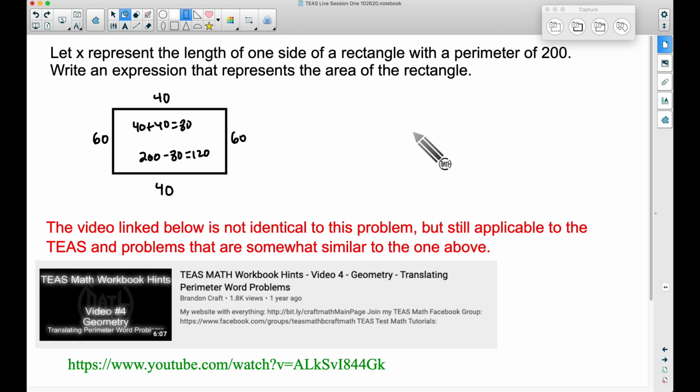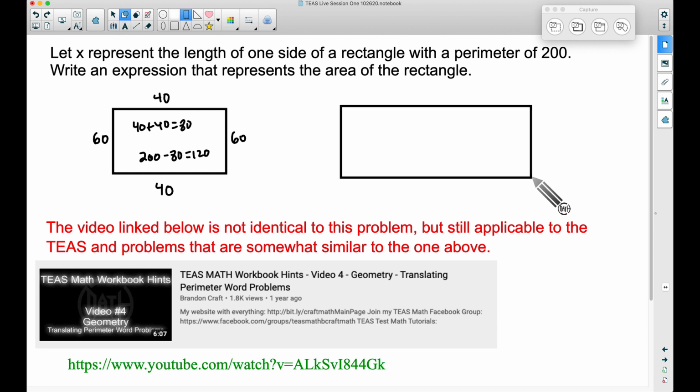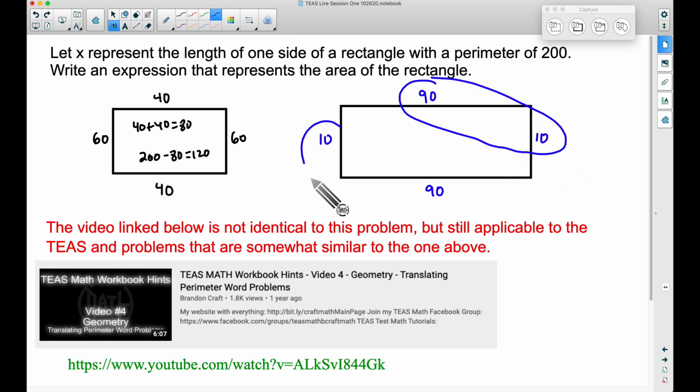I'm going to draw another rectangle. They don't have to be drawn to scale. Let's suppose I made this 90 units long, and that means this one would be 90. So 90 plus 90, that's 180. That still leaves us with 20 additional units. And since we want to split that up equally, we would do 10 and 10. Find the perimeter. 90 plus 10, that's 100. Another 90 plus 10 is 100. The perimeter is 200. Now here's what I want you to notice.